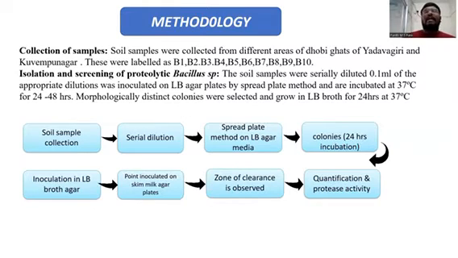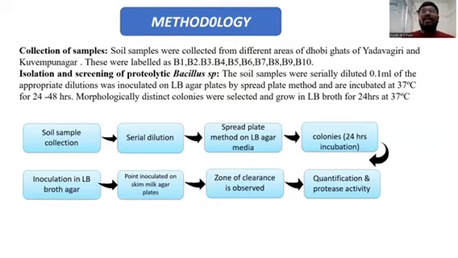I collected samples from various dhobi ghats of Yadavgiri and Kuvempunagar. The dhobi ghats are the places where various clothes and stained clothes are washed with the usage of detergents, and the soil there is basically detergent contaminated. A few species of Bacillus thrive and grow there. They can sustain the detergent and survive in the soil.